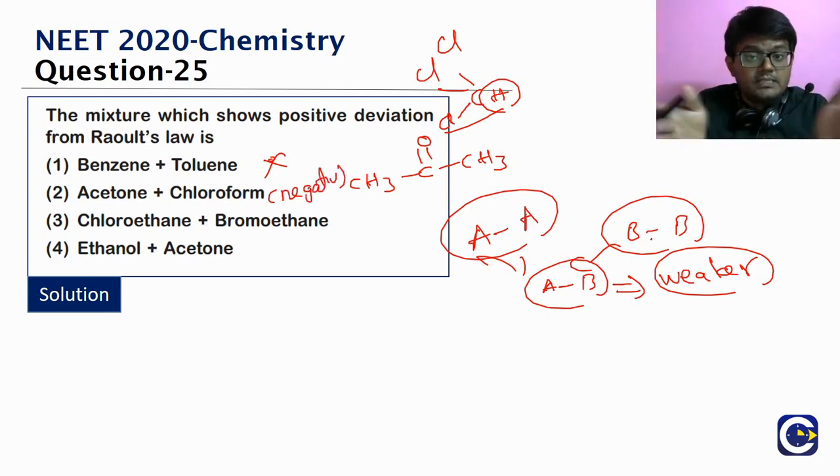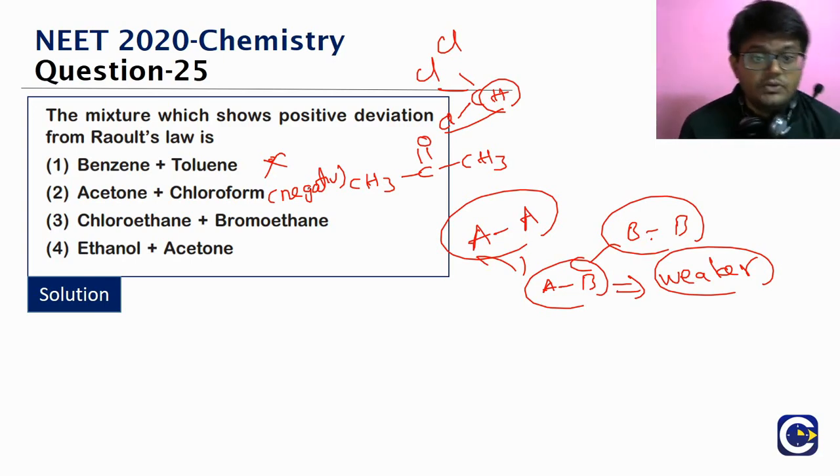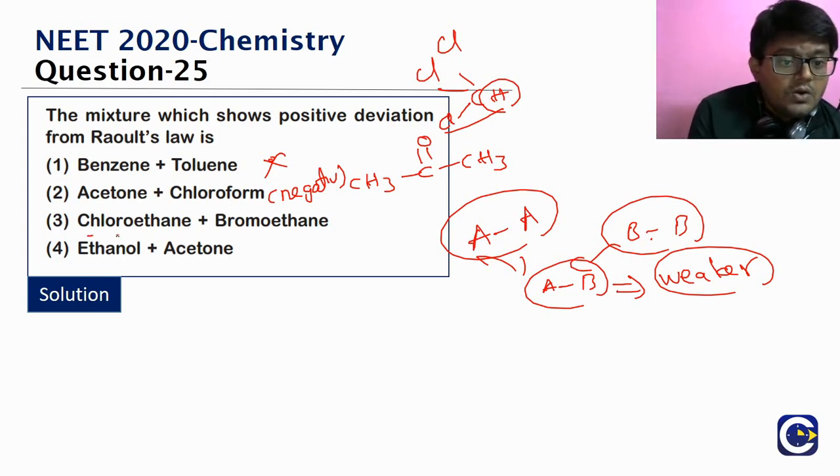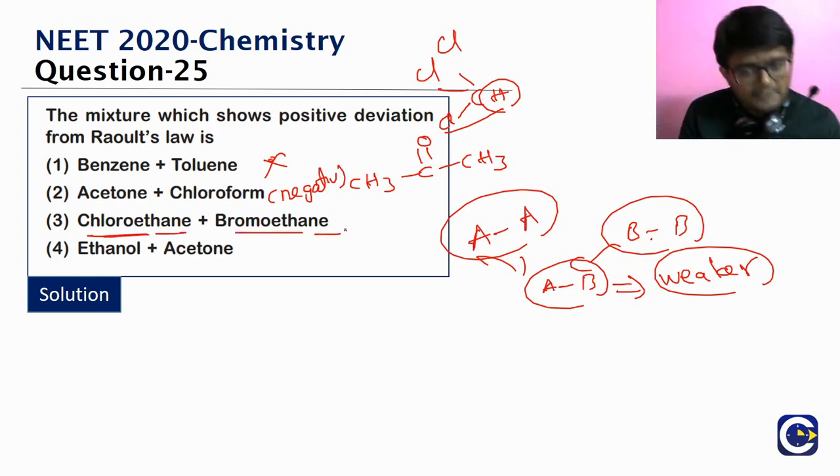When the AB interactions are stronger, when the molecules of A and molecules of B are attracting strongly, then what happens? These molecules will be tightly bound, so they would not evaporate as much as expected. That is the reason why the calculated vapor pressure value will be less than the Raoult's law value. That is why we call it negative deviation. So the acetone and chloroform mixture shows negative deviation.